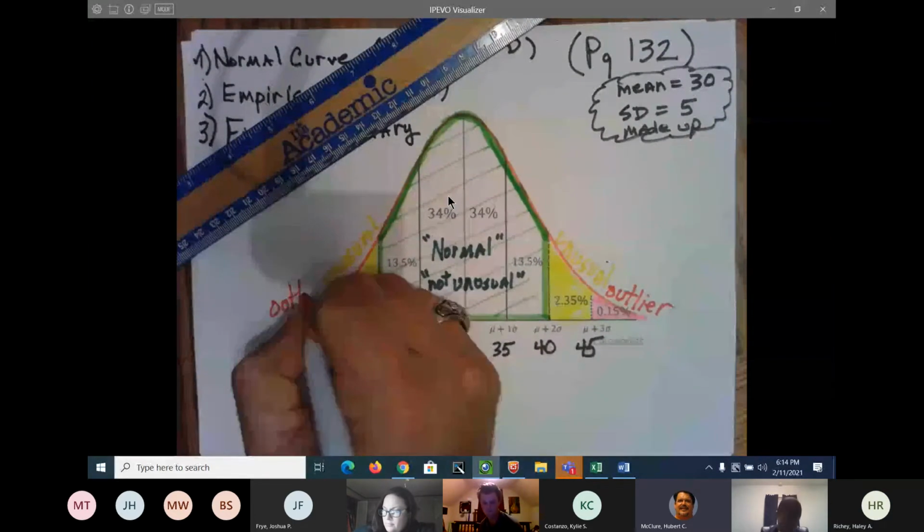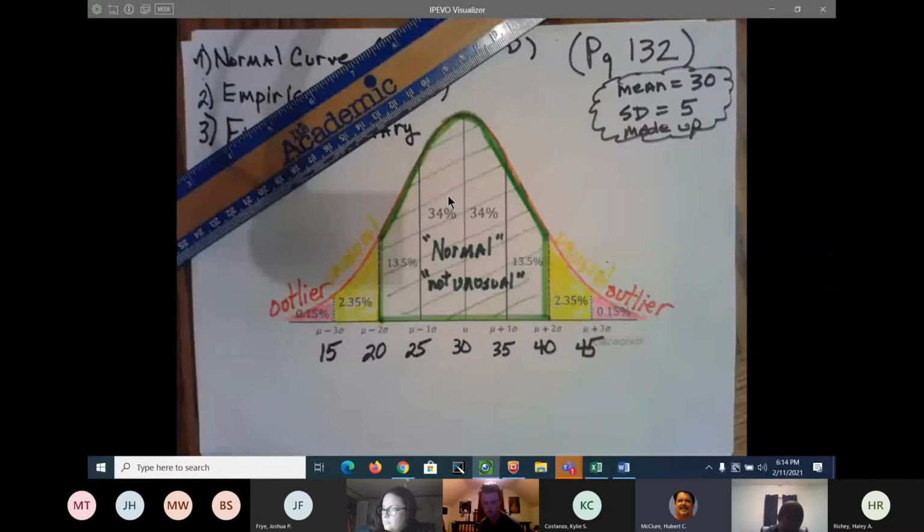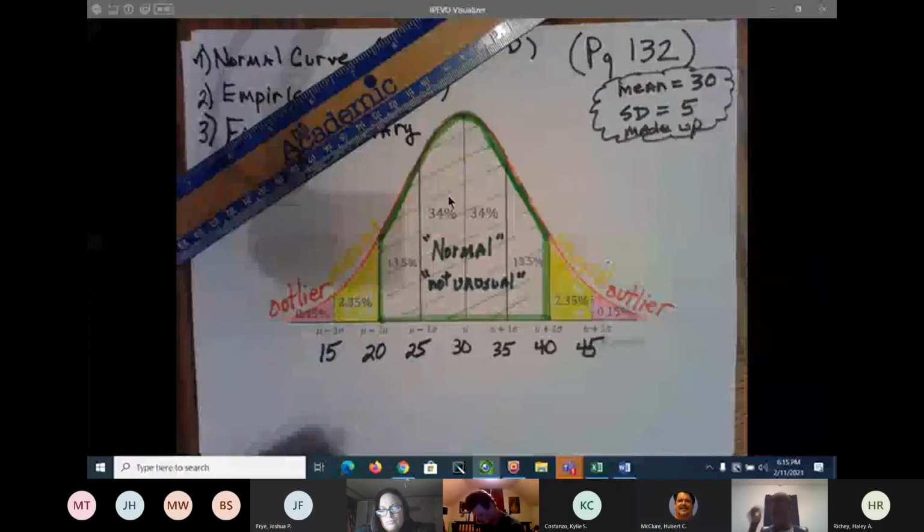Name me a quarterback in the NFL that's an outlier. Tom Brady. Give me one more. Peyton Manning. Well, he kind of retired, so. A retired one. Joe Montana. Peyton Manning.